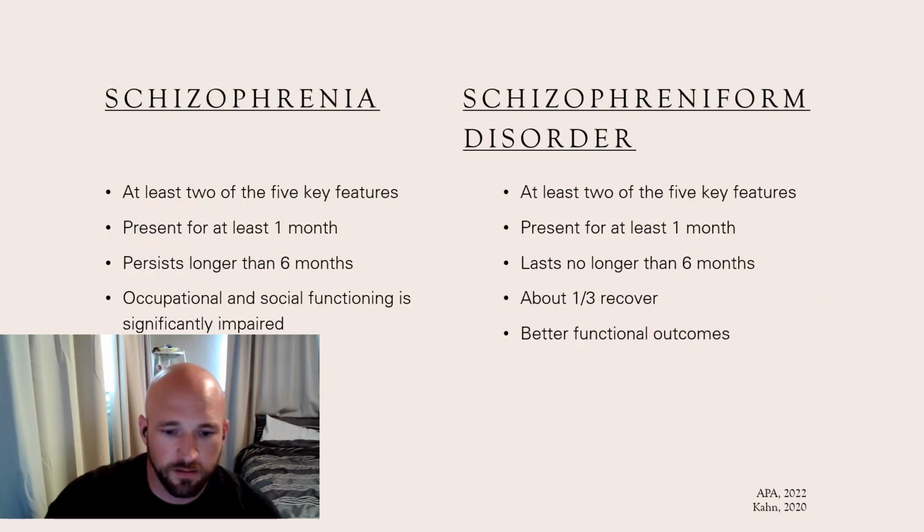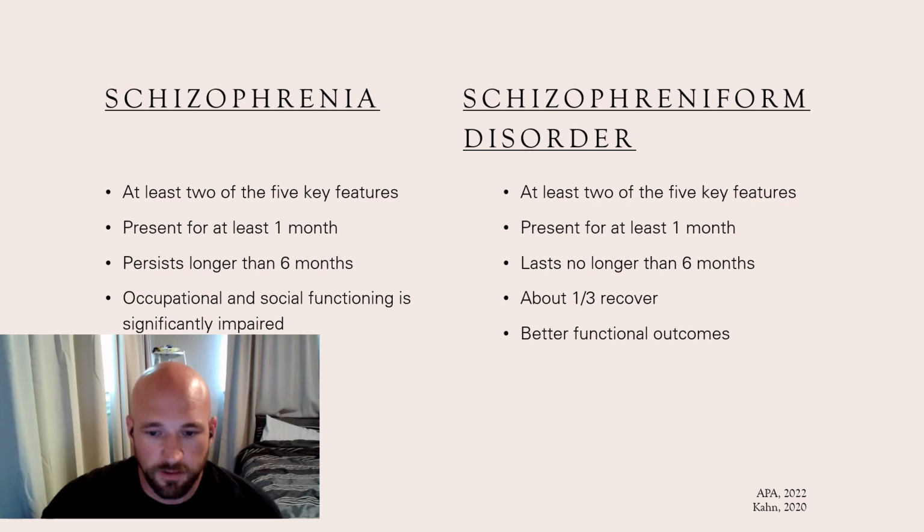We'll start off by comparing schizophrenia and schizophreniform disorder. In schizophrenia, in order for a diagnosis to be made, they have to have at least 2 of the 5 key features of psychotic disorders that we talked about, one of which needs to be hallucinations, delusions, or disorganized speech. These symptoms must be present for at least a month, and then they persist for longer than 6 months. So this is a long-term disorder. Occupational and social functioning is significantly impaired whenever it comes to schizophrenia, and that's required for the diagnosis.